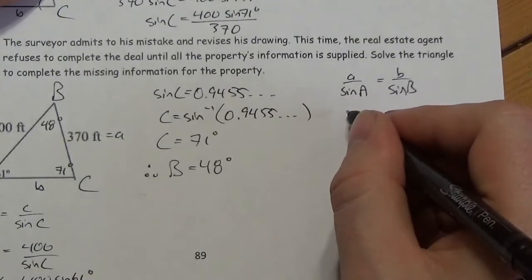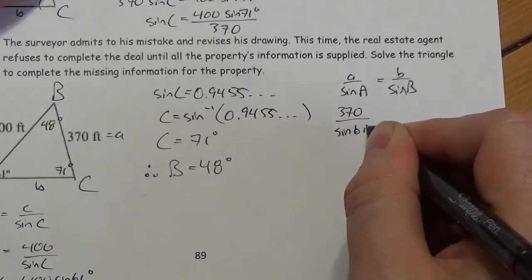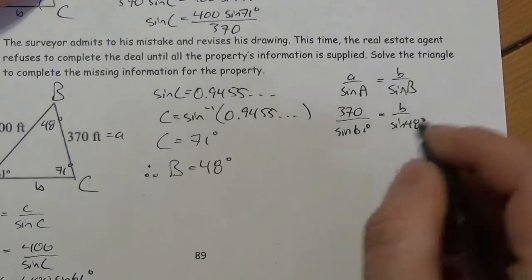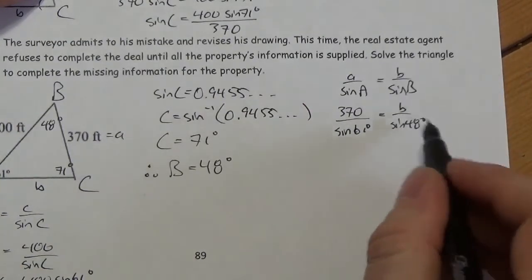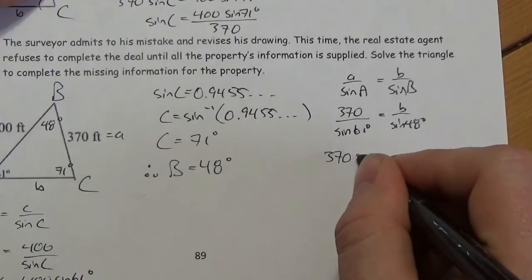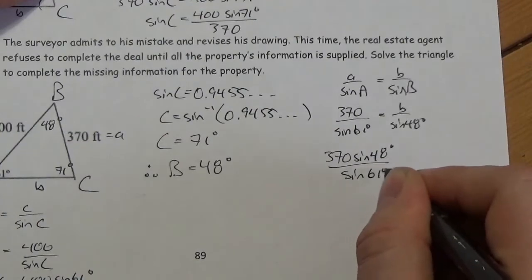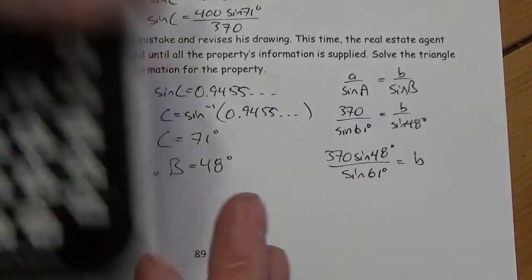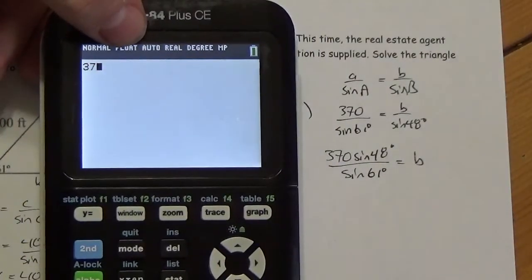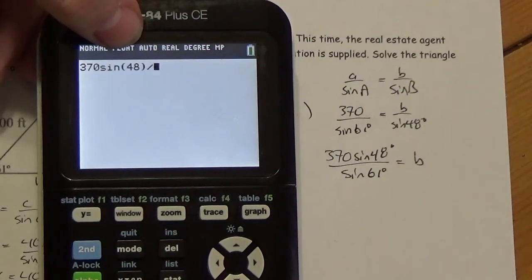And so now this is going to be 370 over the sine of 61 will equal b, that's what I'm looking for, over the sine of 48 degrees. And in this case here, to get little b, I just have to multiply up by the sine of 48 here. So this will be 370 sine of 48 degrees over the sine of 61 is going to equal b. And so 370 sine of 48 divided by the sine of 61.